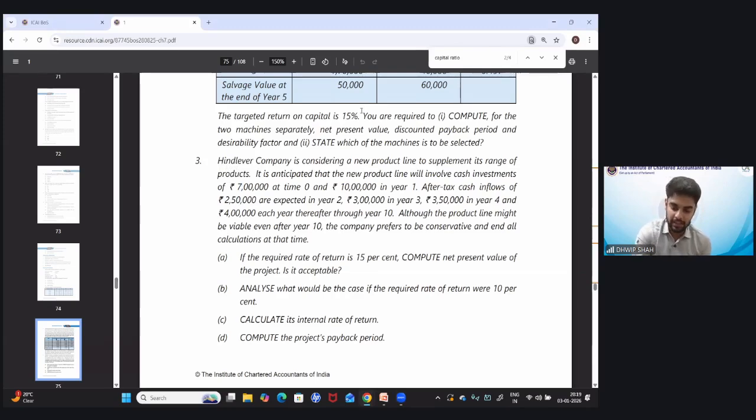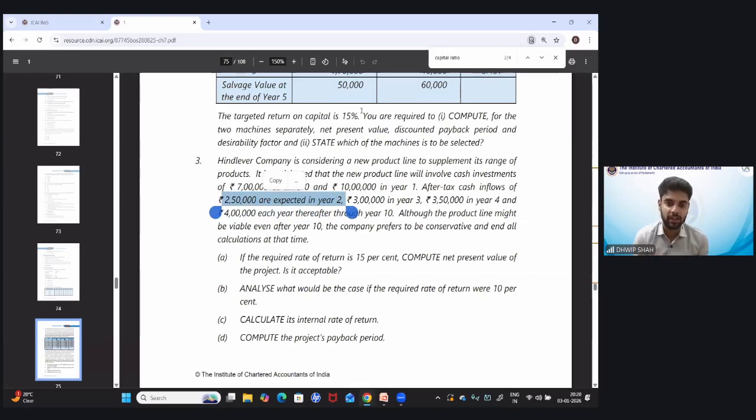But apart from the 7 lakh, there is additional investment required of 10 lakh at the end of year one. Means can I say this 10 lakh has to be discounted at the discounting rate for year one? The after tax cash inflows, directly given, of 2,50,000 are expected in year two, 3 lakh in year three, and 350 in year four. Can I say in the first year there is no cash inflow? So don't make the mistake of taking this 250 in year one. Year one is zero. 250 is in year two.